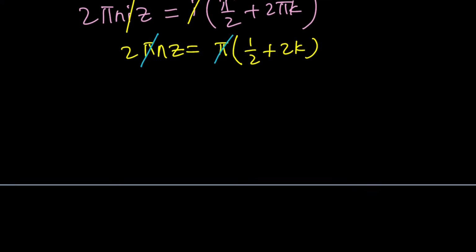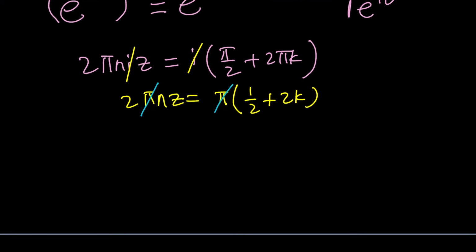So once we clear everything, from here we can basically divide both sides by 2n, right? So z is going to be... wait, didn't pi cancel out? Okay, I forgot to cancel out the other one. Sorry, pi. And from here, z is just going to be 1/2 plus 2k divided by 2n.